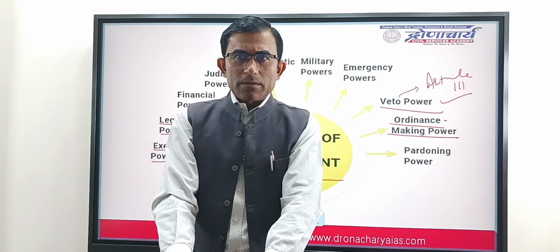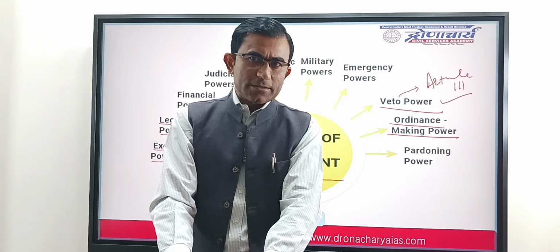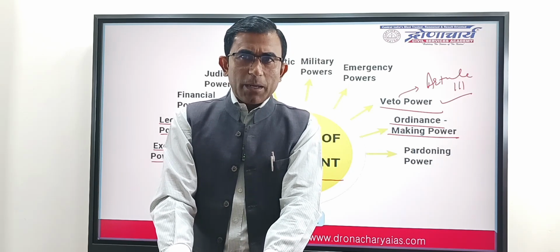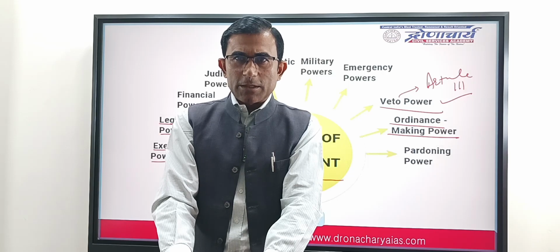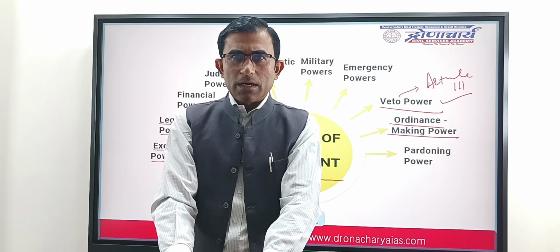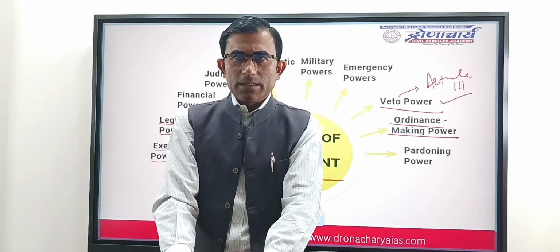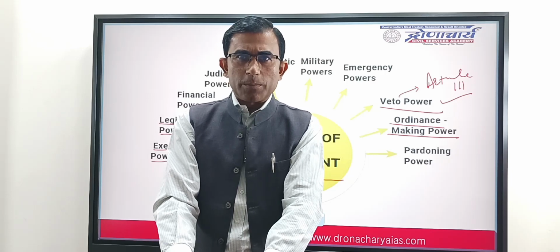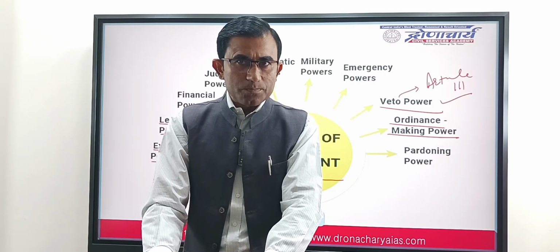Presidential veto power over state legislations. A bill passed by the state legislature is placed before the governor of the state for his assent. In this case, the governor has four options under Article 200.